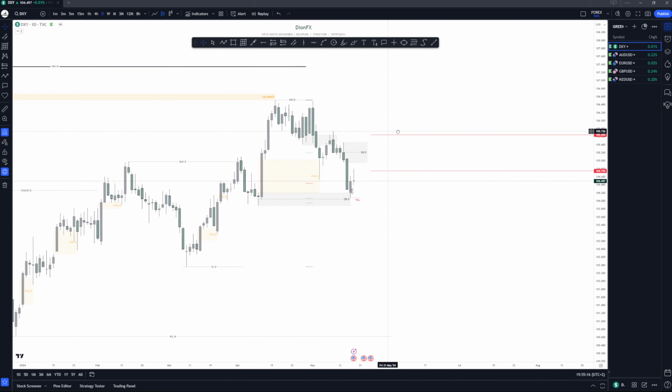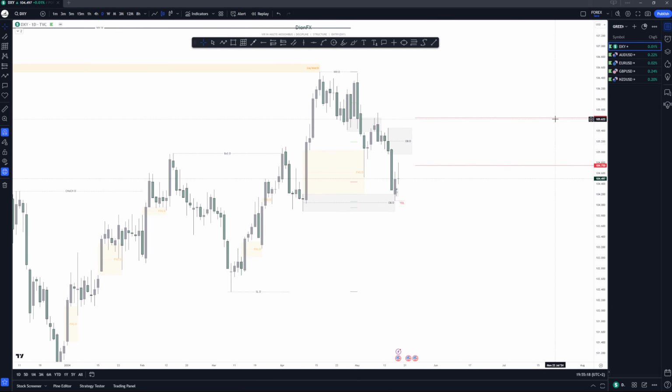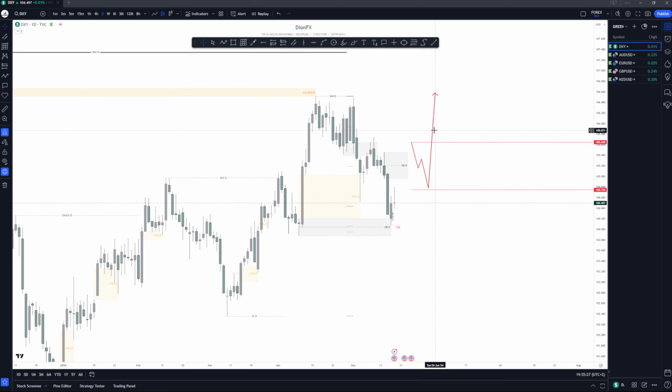What I personally want to see is price go up to the 105.650 level, and then from there we can get a pullback down, then we continue to push to the upside. Something like this is what I'm looking for. So initially for next week I would like to see price push from here to the upside.